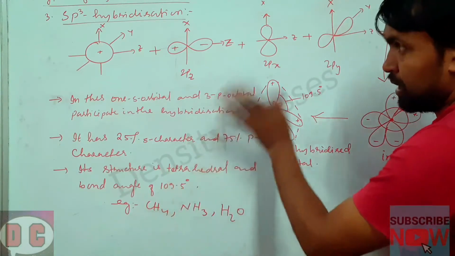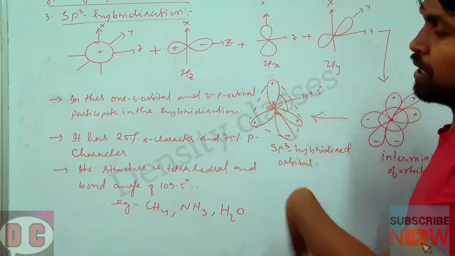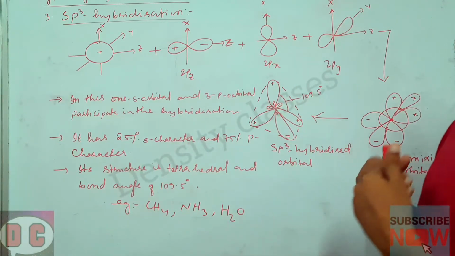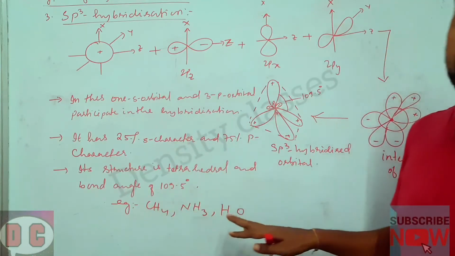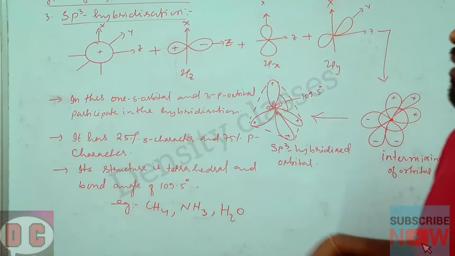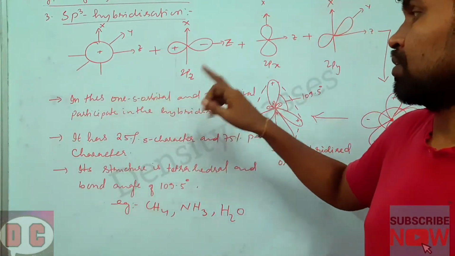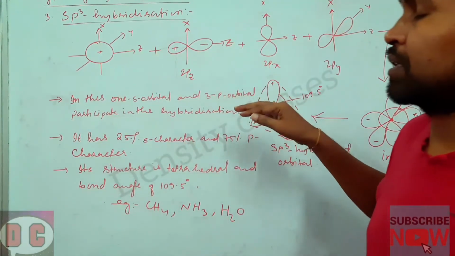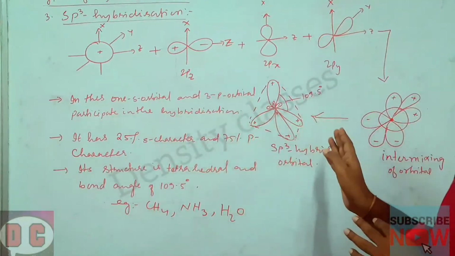So we are going to discuss after this. I will discuss with you these hybridized orbitals. Now they will be undergoing hybridizations with others. We will discuss it. So what are the characteristics here? We have one s orbital and 3 p orbitals participating in the hybridization. That one I have told you.